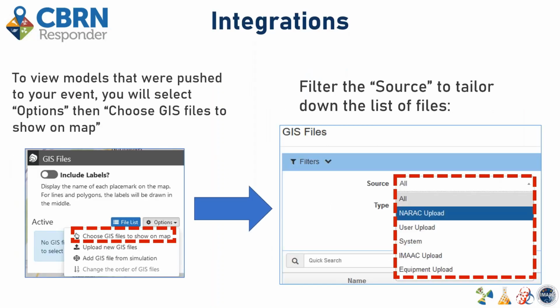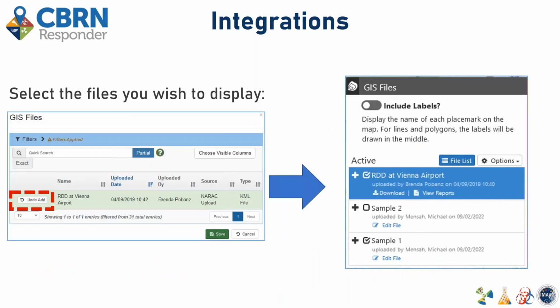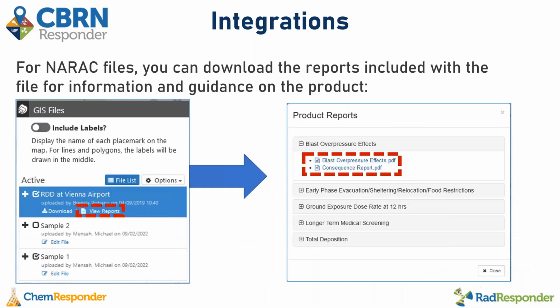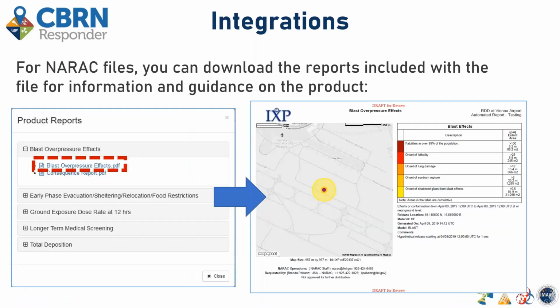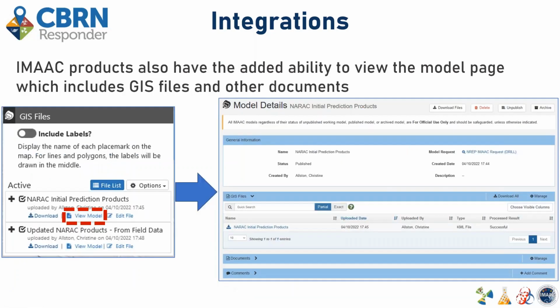To view models that were pushed to your event, you will select Options, then choose GIS files to show on map. Filter the source to tailor down your list of files. First, you must select the file that you wish to display. For NARIC files, you can download the reports included with the file for information and guidance on the product. Here we see, once you open this PDF, you do get to open it directly from the event maps page. IMAAC products also have the added ability to view the model page, which includes GIS files and other documentation.